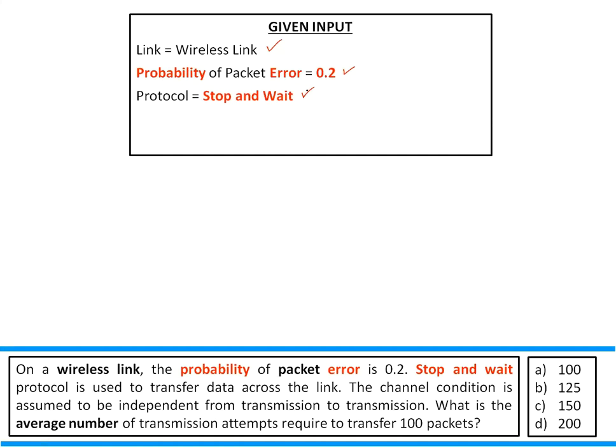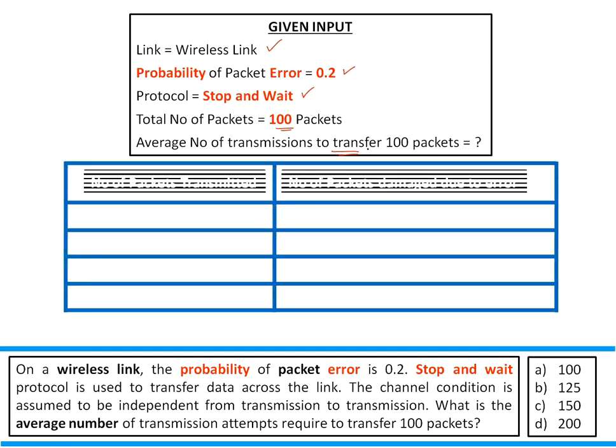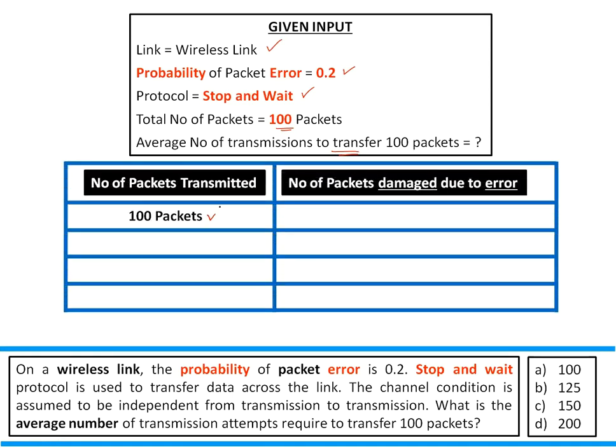That means after sending one packet, buffer will be full. After any acknowledgement, then only I'll send the next packet. Though I have 100 packets, I'll send one after the other only. I cannot send 100 packets at the same time because my buffer is only one packet. Stop and wait. Average number of transmissions to transfer 100 packets. First, 100 packets are transmitted one after the other.